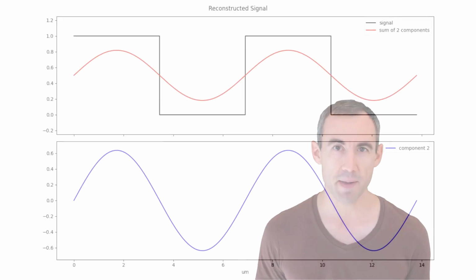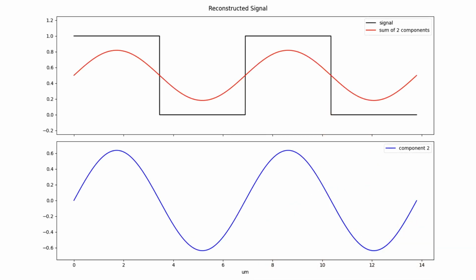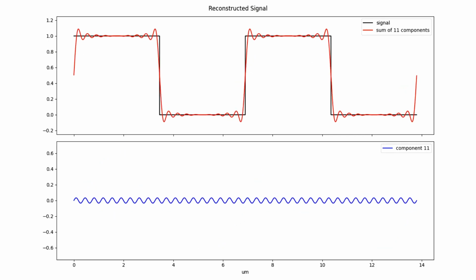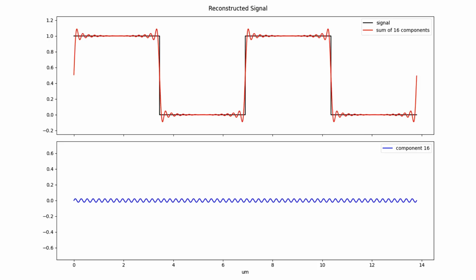Let's look at the line pattern as an example. This is the pattern that we get if we just use two waves with two very low frequencies. But as we add more waves with higher frequencies, the pattern starts to look more and more like the line pattern.